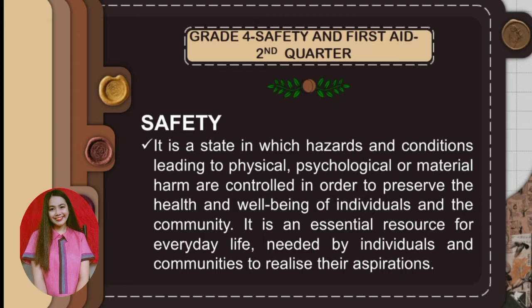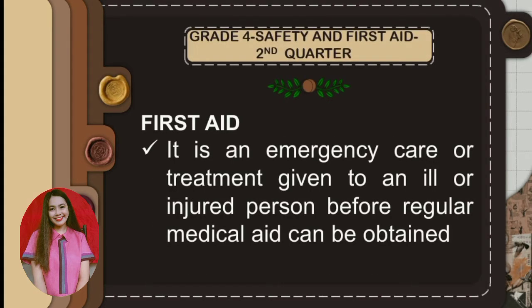We should not go to the swimming pools, lakes, or rivers without adult supervision. Lastly, we should not play around the construction areas. Construction areas like bridge construction, building construction, and etc. are always prone to accidents. Now, let us proceed to the first aid.